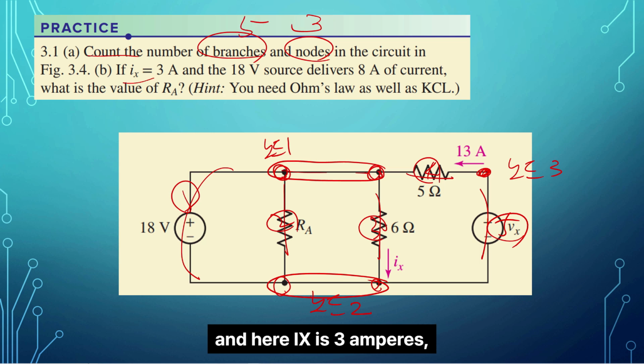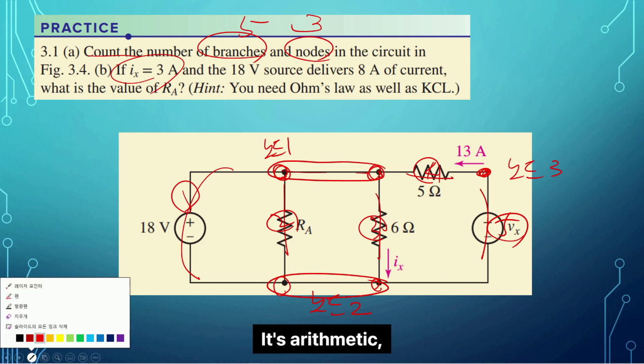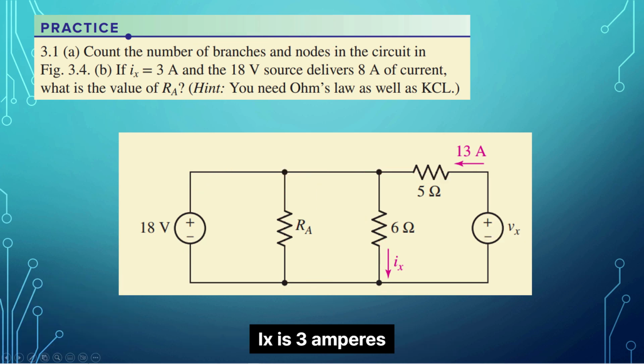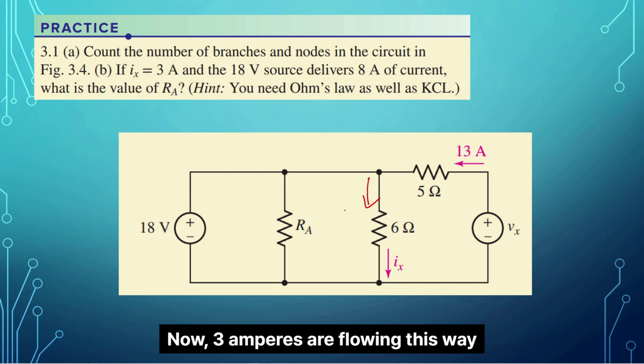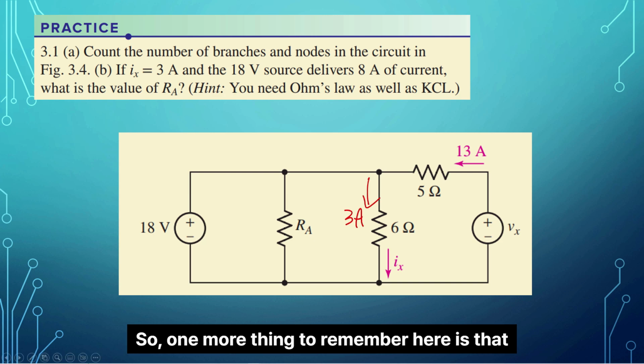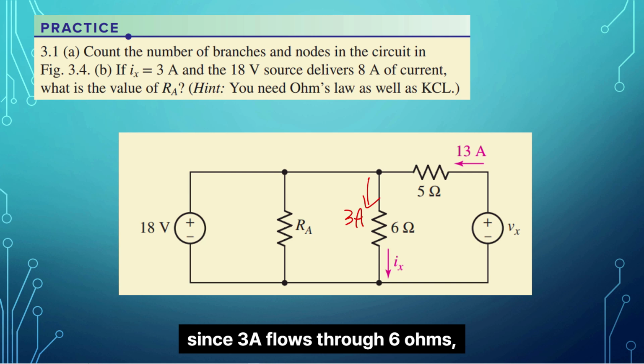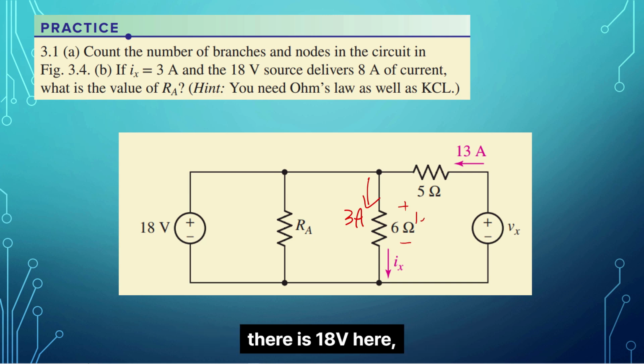And here 9 is 3 amperes. So please work it out. It's arithmetic. X is 3 amperes. Now, 3 amperes are flowing this way. So, one more thing to remember here is that since 3A flows through 6 ohms, there is 18 volts here. And the key point is 18 volts.